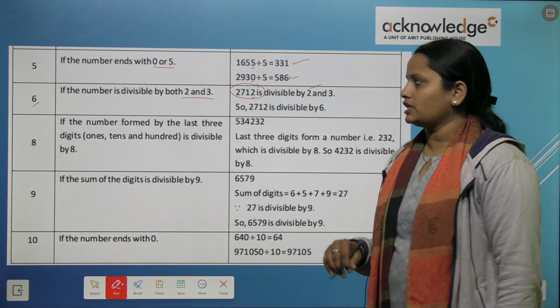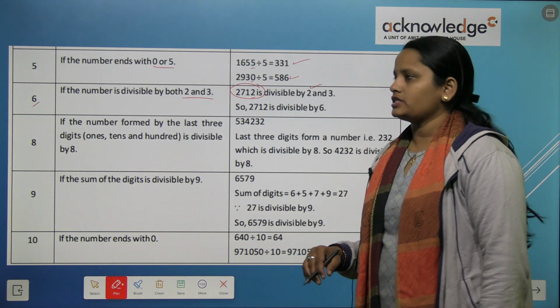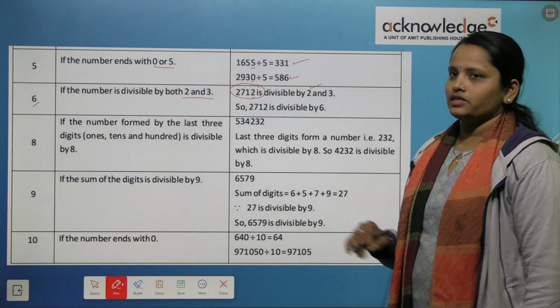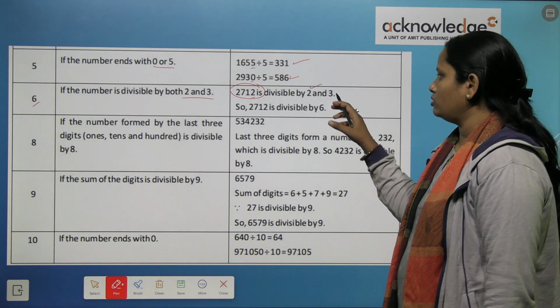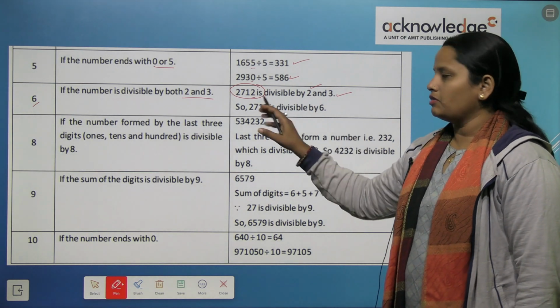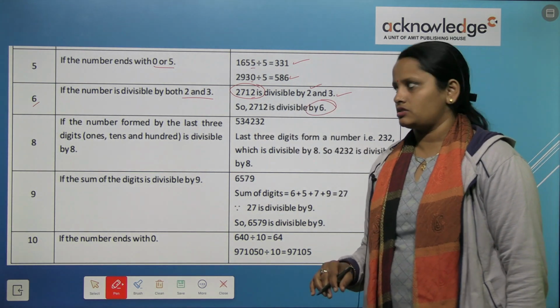अब 3 से डिविजिबिलिटी के लिए हम क्या देखेंगे, सारे नंबर्स को प्लस करेंगे. सो 2 + 7 + 1 + 2. सो जब हमने इसे प्लस किया तो हमें जो आंसर मिला वो 3 की टेबल में आ रहा है, इसका मतलब वो 3 से भी डिविजिबल है. तो आप ये नंबर जब दोनों 2 और 3 से डिविजिबल है, इसका मतलब 6 से डिवाइड कर सकते हैं.